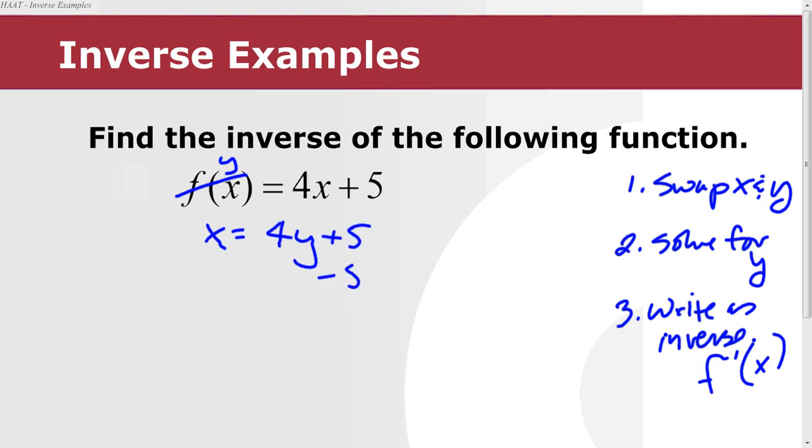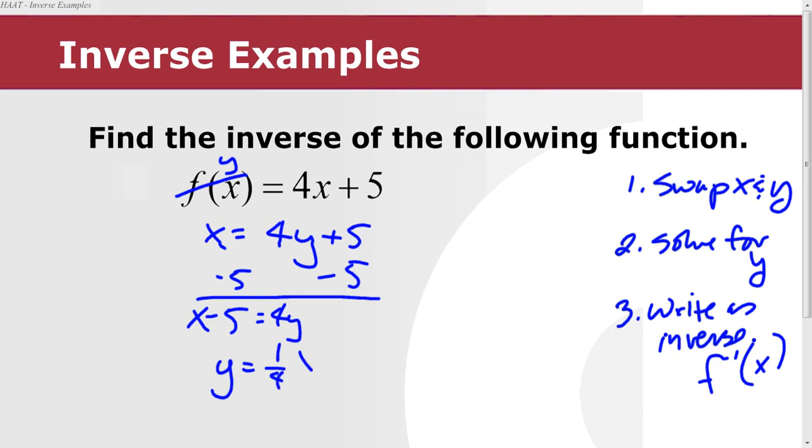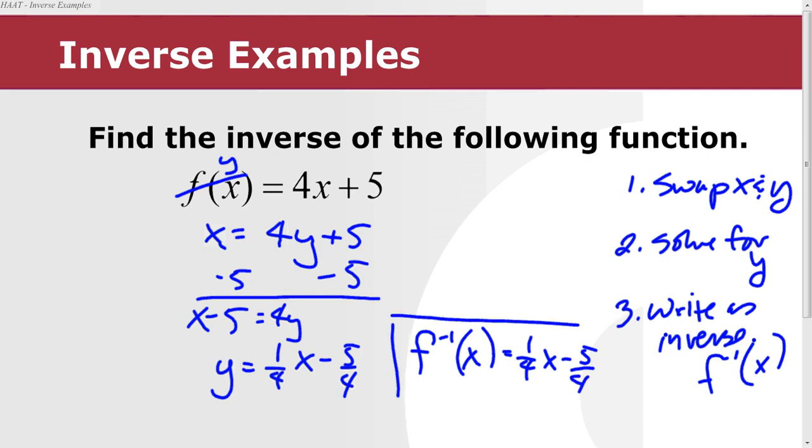And then welcome back to the beginning of the year. This is actually welcome back to Algebra 1. So then y is going to equal 1/4 x minus 5/4. Again, you can divide everything through by 4. So the inverse of x is 1/4 x minus 5/4. Stick it in a box.